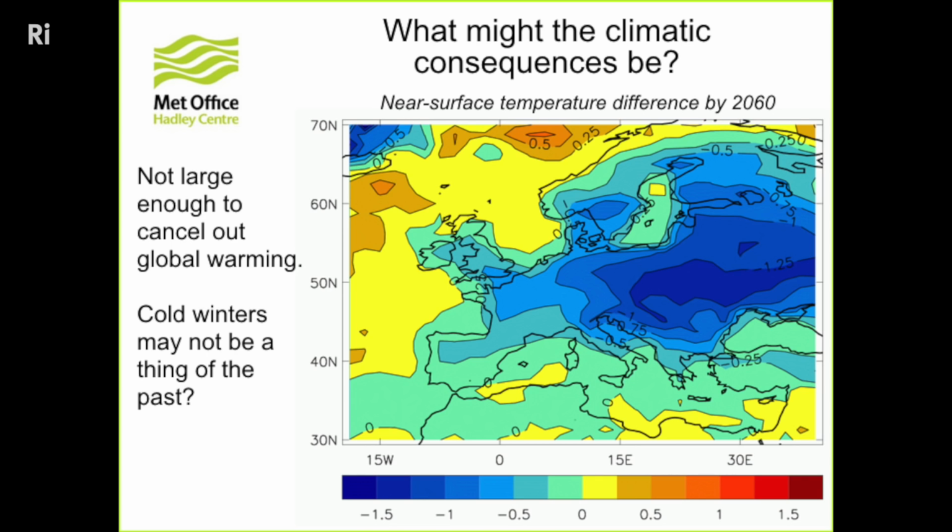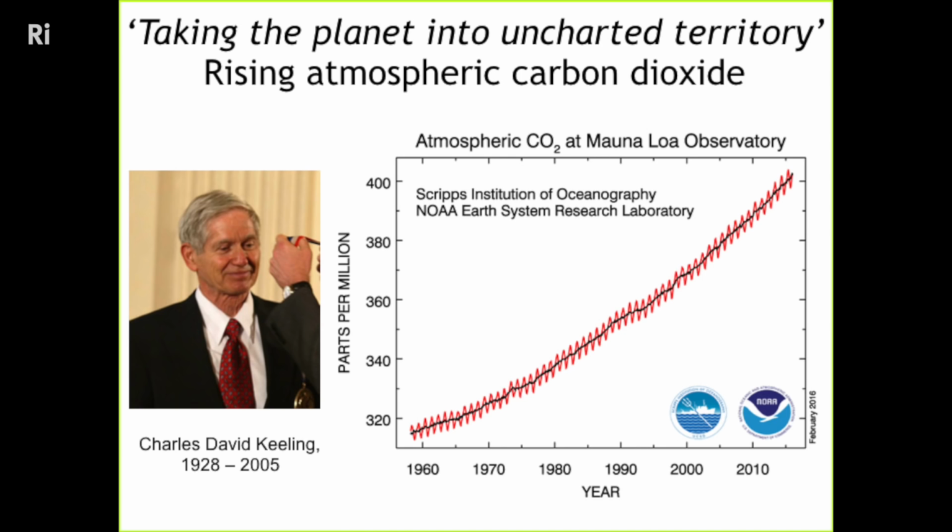It's not large enough to cancel out global warming, and that's an important point. That we don't believe that the sun will get us out of the problem we're in. But it also says very importantly that cold winters may not be a thing of the past. This is an average, but actually how it will be manifested is through cold winters when we're into solar minimum. So here we are being able to do what-if experiments.